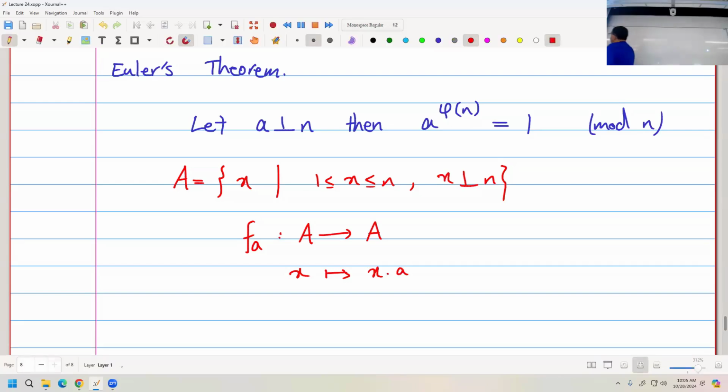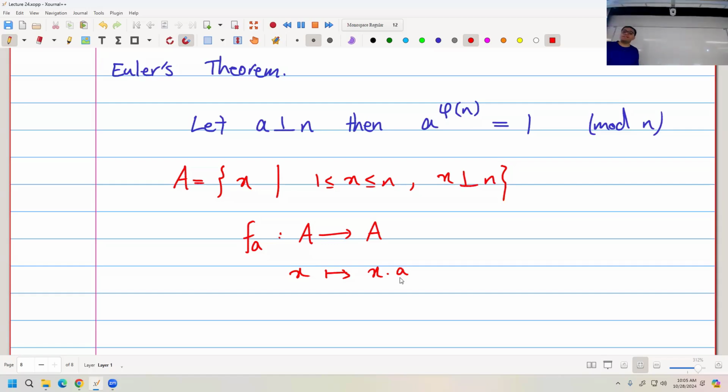Okay. First of all, why is this a function from A to A? So A is the set of numbers that are relatively prime to n. And we know that this small a is relatively prime to n as well. So if x is relatively prime to n and I multiply it by something else that is relatively prime to n, of course, the result is also relatively prime to n. Again, just look at the prime factorization of the numbers here. Okay, so this is from A to A.